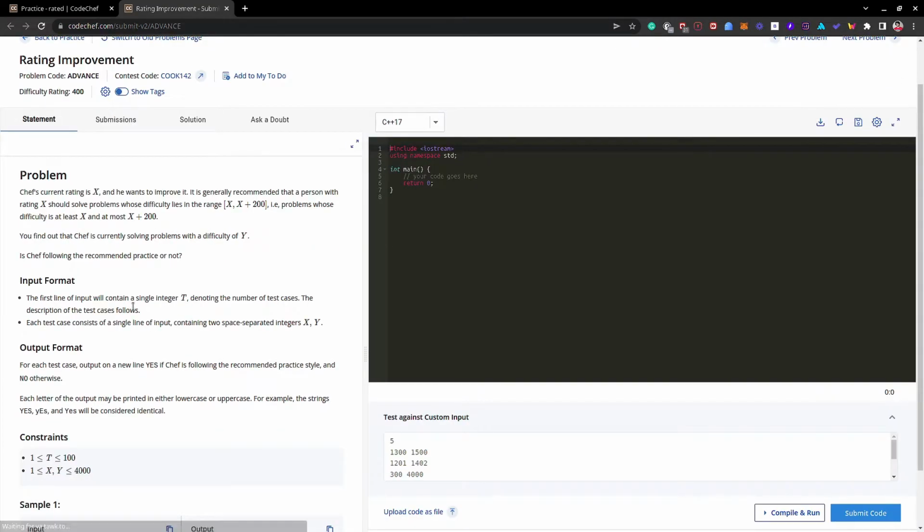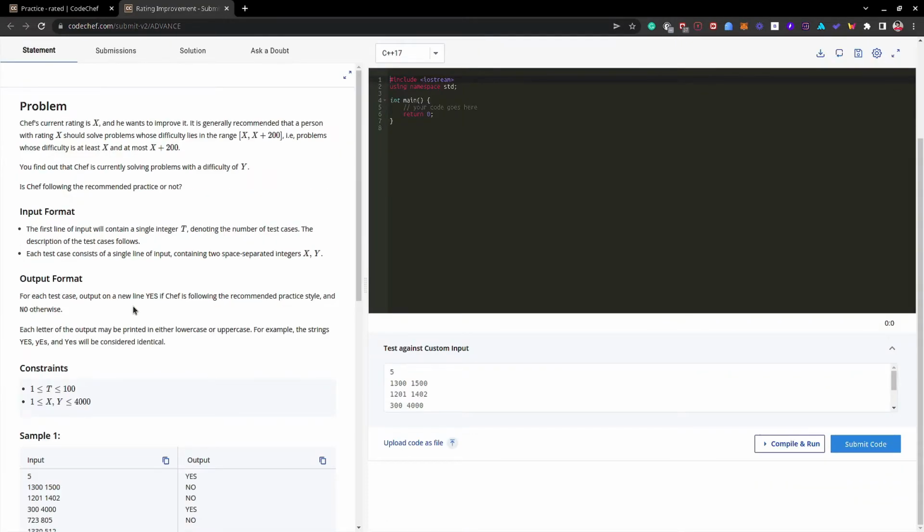So here's the problem. Chef's current rating is X and he wants to improve it, as we all want to improve it and make it to 7 star. It is generally recommended that a person with rating X should solve problems whose difficulty lies in the range X, X plus 200, so whose difficulty is at least X and at most X plus 200. Further, chef is currently solving problems with difficulty Y.